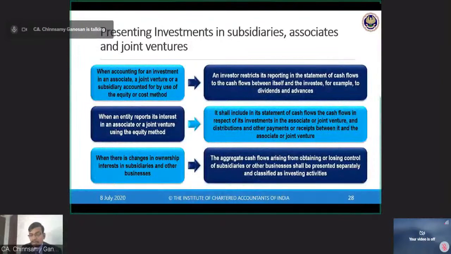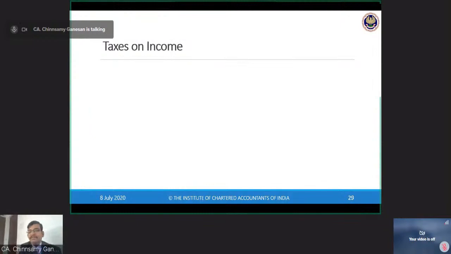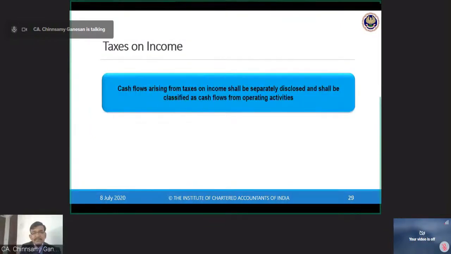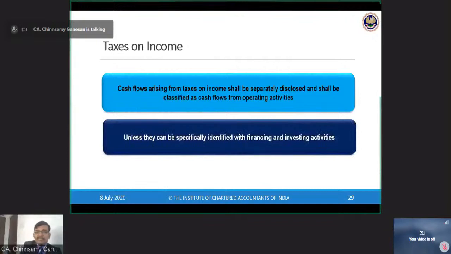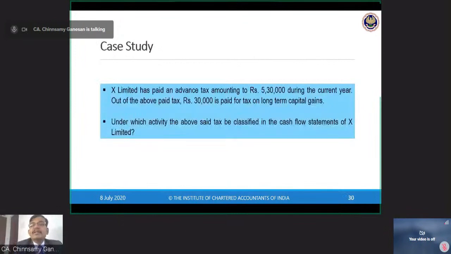Taxes on income: we have already discussed that it should be classified as part of operating activity. The only exception is unless they can be specifically related to investing or financing activity. Let us take one example for you to understand this. X Limited has paid an advance tax of 5,30,000 during the year. Out of the tax paid, 30,000 relates to long-term capital gain. So that means business income tax is only 5 lakhs, right? And the balance 30,000 relates to my long-term capital gain.